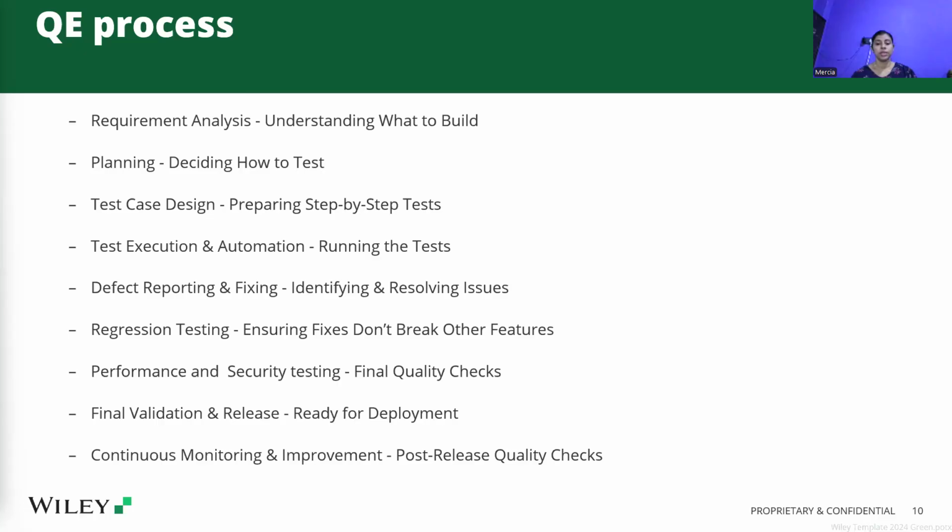Then the final validation and the release. Then we are ready for the deployment. Before the deployment, we have to get the UAT from the business or the stakeholders, and then approve the release: the regression has passed and there are no issues in the application. As a quality engineer, we are the gateway. The quality engineer is the gateway before a product goes to production.